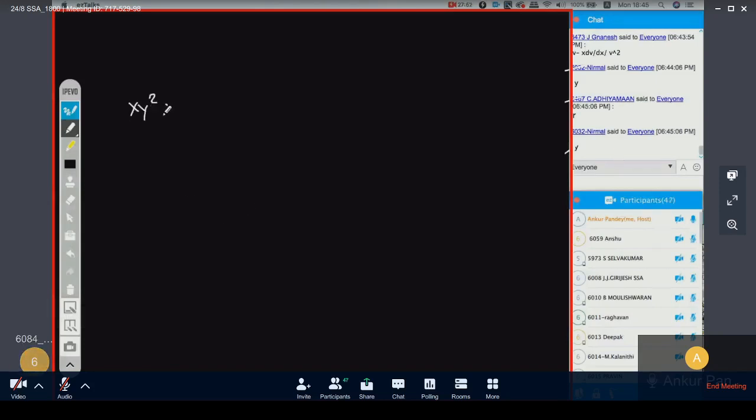xy square dy minus x cube plus y cube dx is equal to 0. Solve it. So you are like, okay, done, how is it done? First of all, separate dy by dx. Clear? This goes that side.